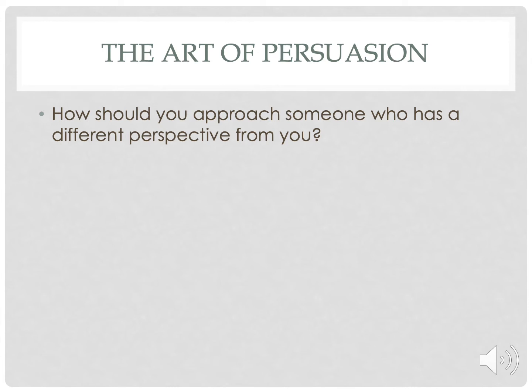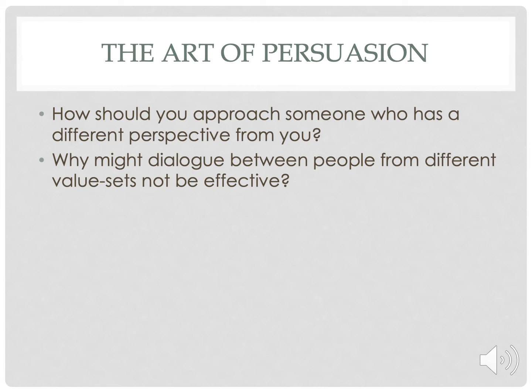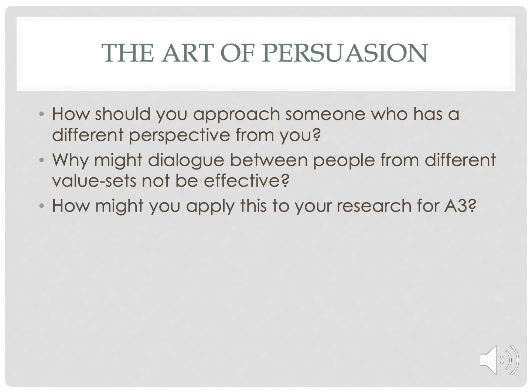Things you might think about as you're trying to persuade your stakeholder are how should you approach someone that has a different perspective from you? And why might dialogue between people from different value sets not be effective? I think most of us can say that we've seen arguments where people don't lead to any kind of conclusions or people get aggressive or defensive. So, how might you apply this information to your research for A3? How does that inform your research?